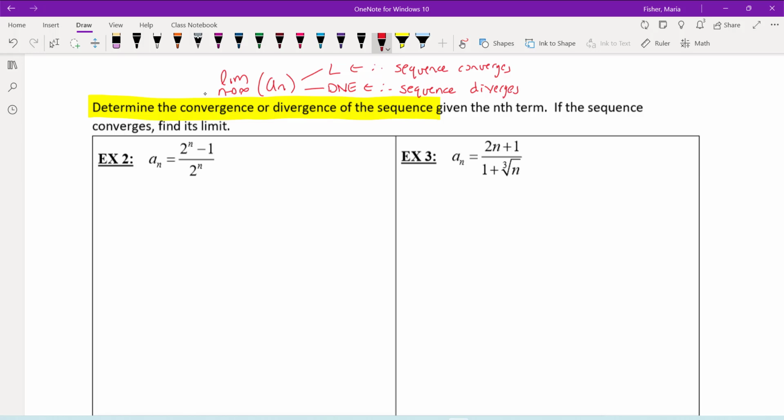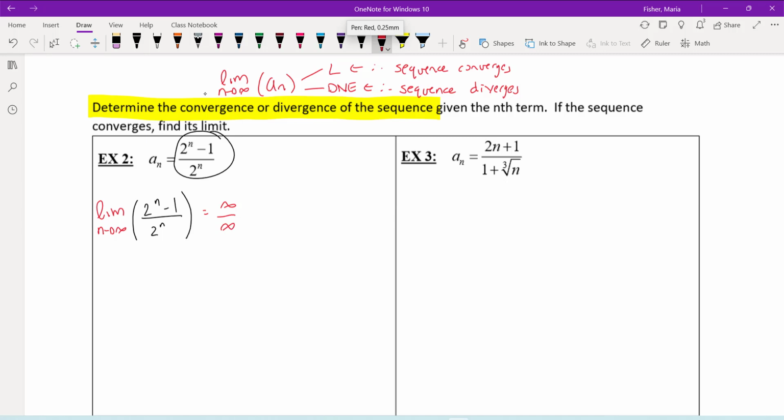Example 2 is a sub n is equal to 2 to the n minus 1 all over 2 to the n. To determine if this sequence converges or diverges, I need to take the limit as n goes to infinity of a sub n, which is 2 to the n minus 1 all over 2 to the n. Well, what is the limit as n goes to infinity of 2 to the n minus 1 over 2 to the n? Well, it's currently 2 to the infinity, which is just infinity, minus 1, or just infinity, divided by 2 to the infinity, which is just infinity. So this is infinity over infinity.